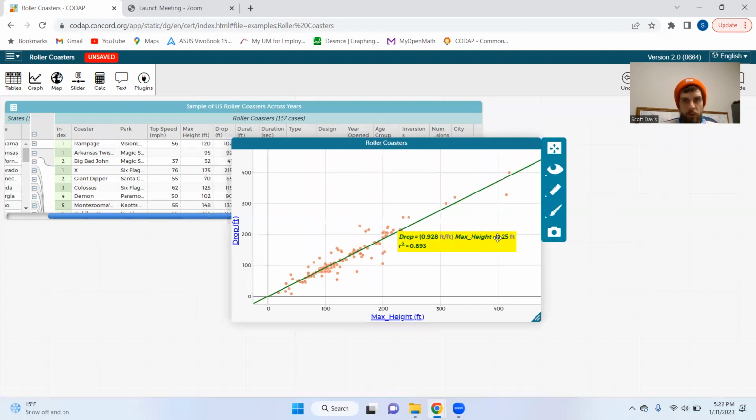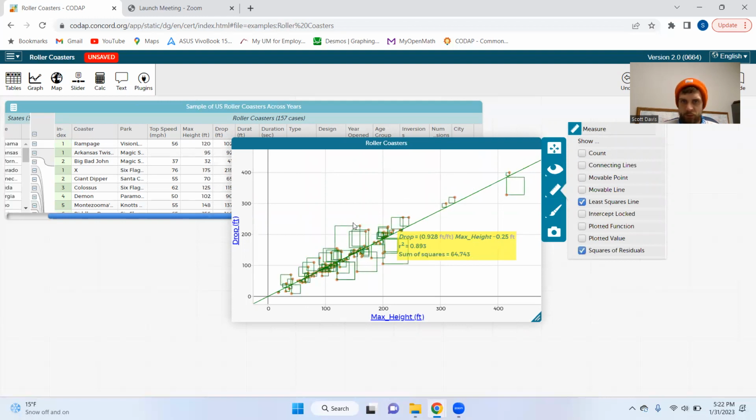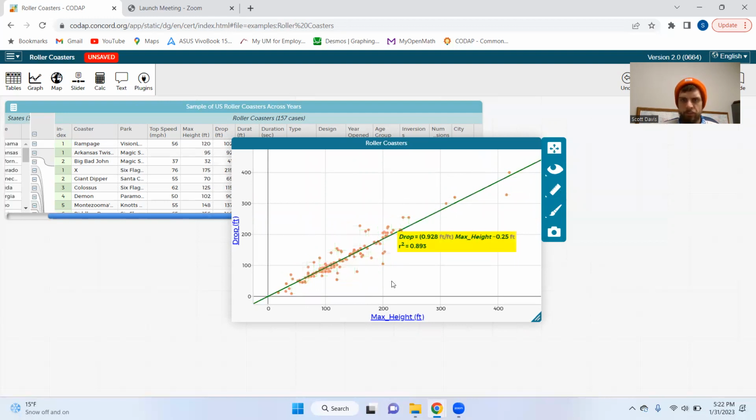So there's the equation. You'll want to make sure that we have the equation. We've got the line of best fit. I don't think there's anything else. If you wanted to look at the square of residuals, it's kind of a nice little visual of how much error you have between your actual data points and the prediction on the model. But it's really the only thing we need is that least squares line.